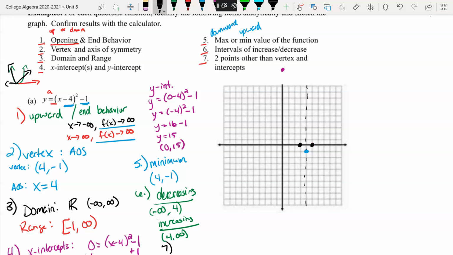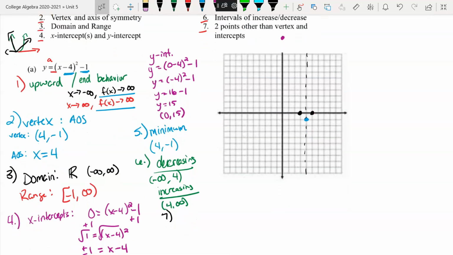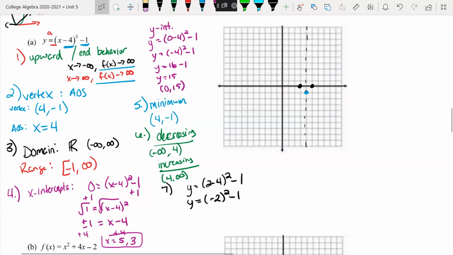Step 7, 2 points. Really, guys, all you have to do is think about your graph. All right, so I've used 3 as the x, 4 as the x, 5 as the x. Well, let's use 2. So I'm going to plug in 2 to my problem as x, and I'm going to solve it. So I'm going to get a value of 3. So 2, 3 is the point.